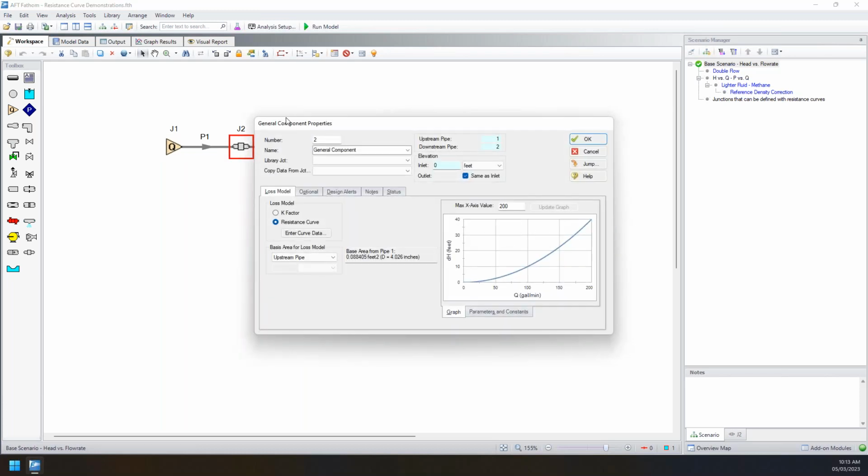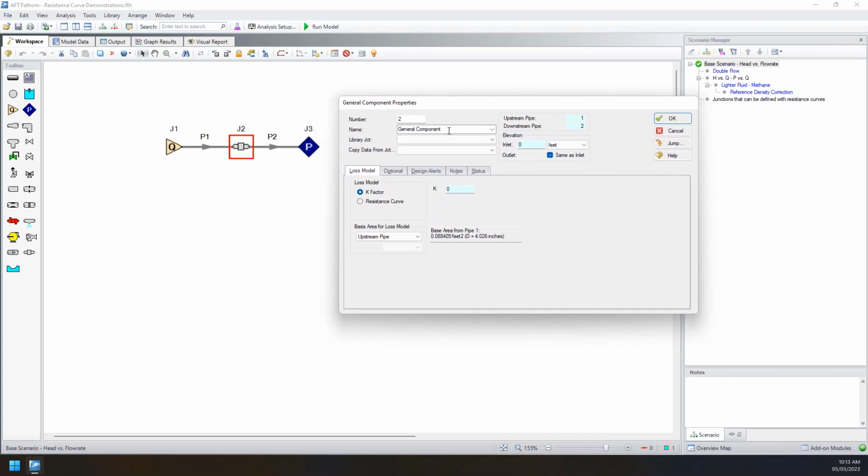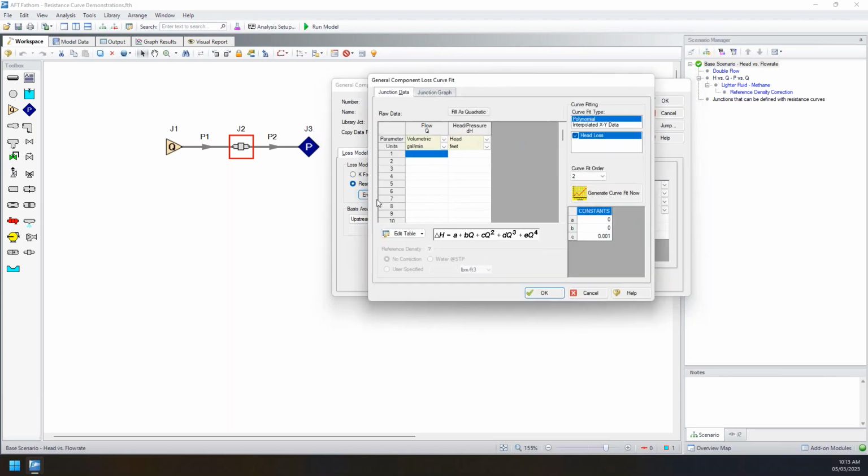Here our resistance curve is already defined, but we'll go through that definition process again. So we will clear it real quick. And again, we're representing this as a general component because this could be some arbitrary unknown thing where we do know the pressure loss information, but it doesn't fit neatly into any of these pre-existing junctions or pre-existing correlations. So within the general component, under loss model, we can update it to resistance curve. And here we can enter our curve data, where again, all that we need is a single point. So in this case, we know our operating or our measured data was at 100 gallons per minute, and we see 10 feet of head loss.